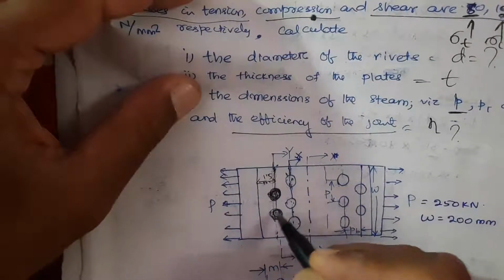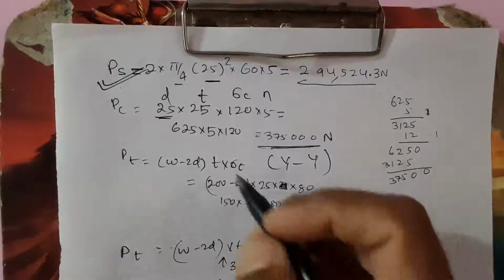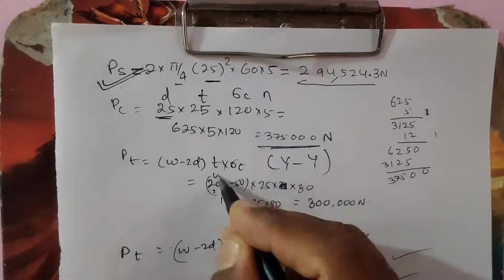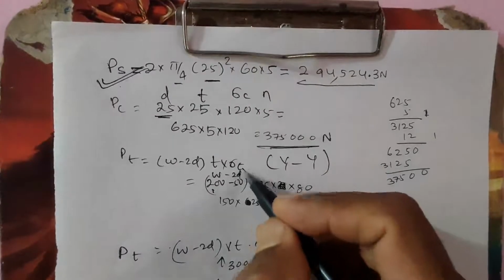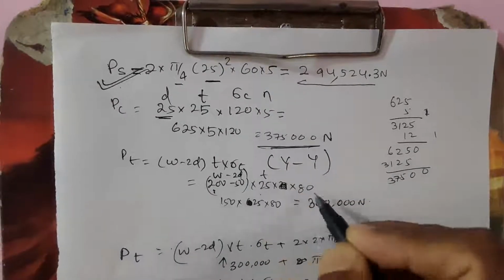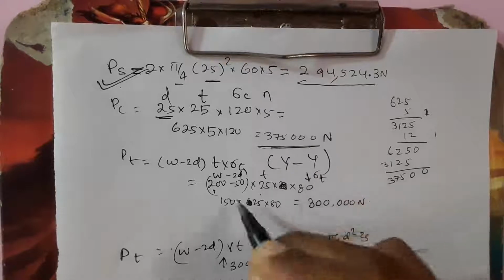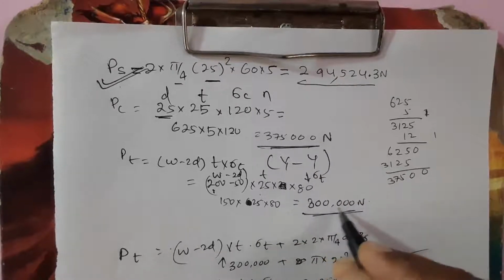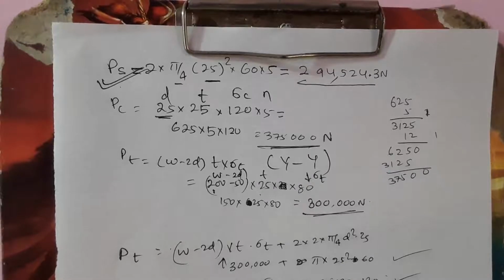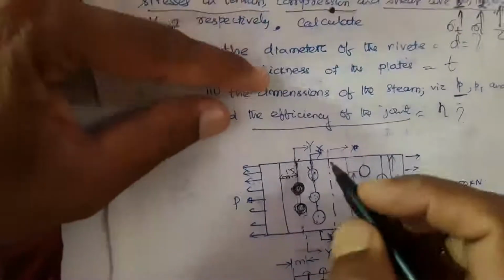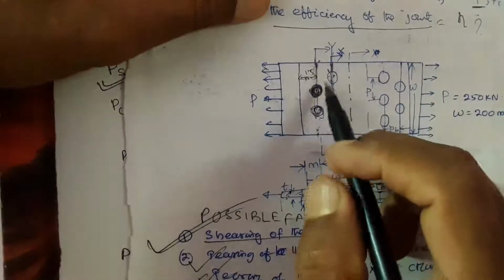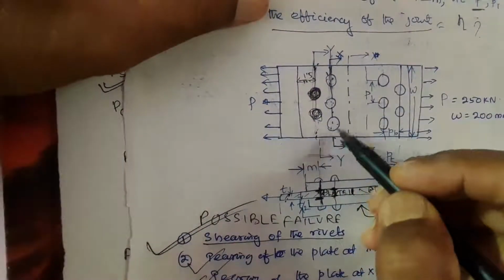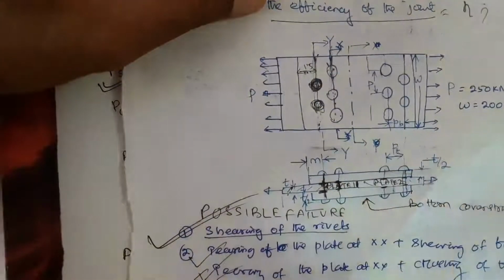At the YY location, it is tearing. So W minus 2D into T is the resisting area, because there are 2 holes, so W minus 2D into the thickness, and this is sigma tensile. If it is multiplied, it is 300,000 Newton or 300 kilonewton. And then we have to see the other two things also. Here it is the failure at this XX location, where the front 2 rivets have to shear, or failure at this location, where the front rivet has to fail.